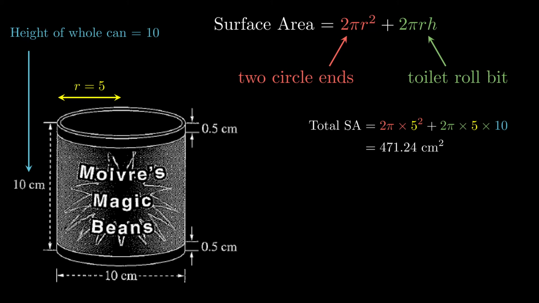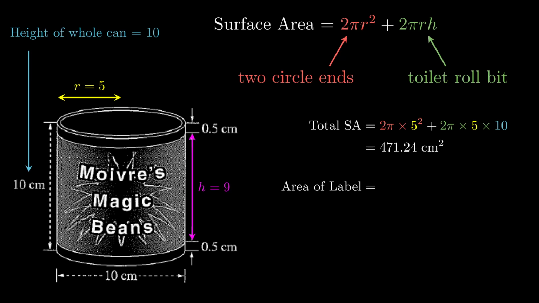So the actual question in the exam, part of it at least, was asking for just the area of the label. That label around the outside with the name of the magic beans or whatever. So the area of just the label is a bit different. First, the height is no longer 10 centimeters because the label doesn't take up the whole can. The label only takes up that much height. And if you take away 0.5 from top and from bottom, that's removing 1 entire centimeter, which means the height is now going to be only 9 centimeters.